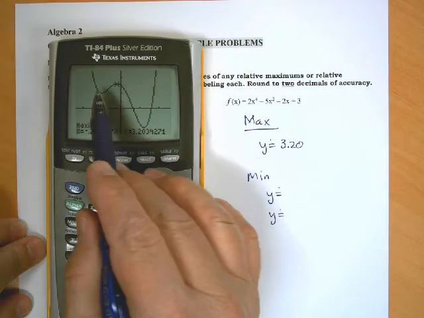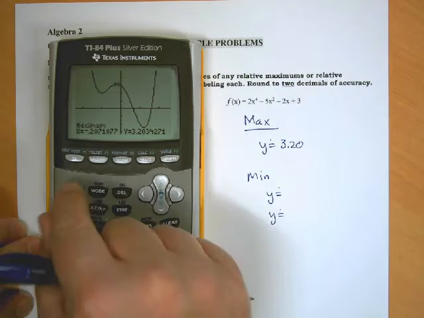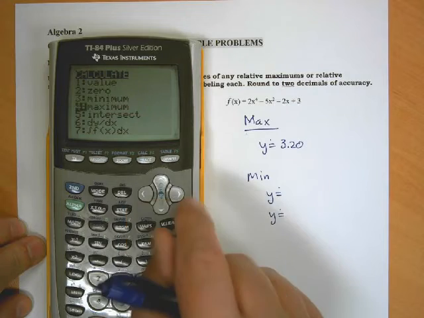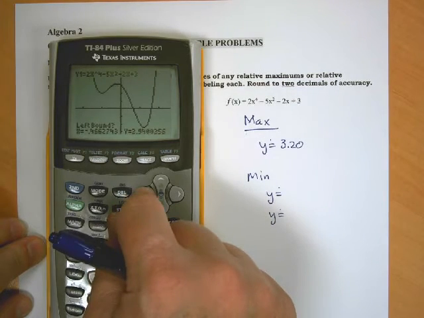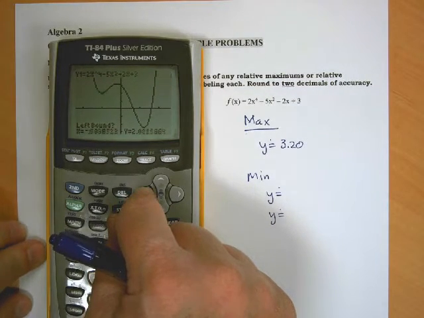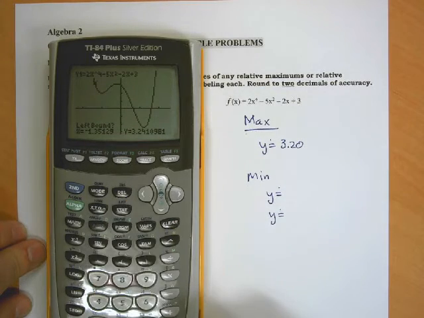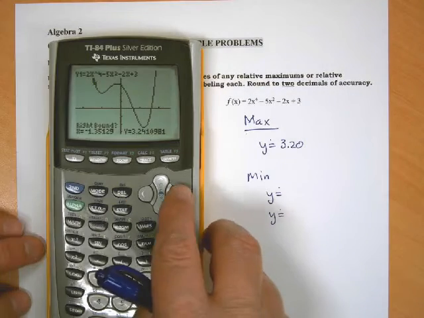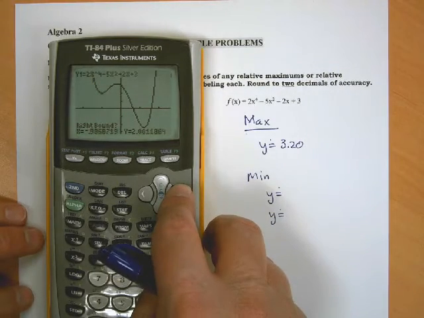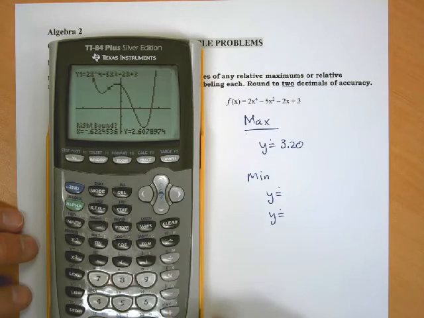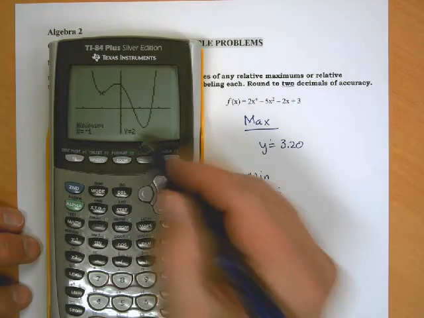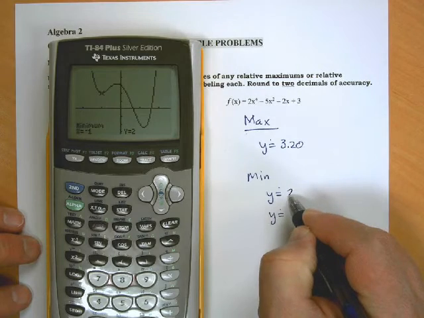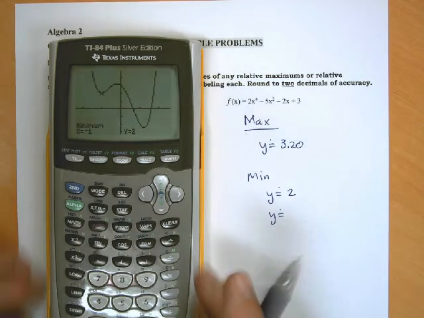Now I'm going to find this valley on the left over here. Go second, calc choice 3 for a minimum height, and we want to be on the left side of the valley. You can see my cursor blinking over there now. And then the right side of the valley, hit enter twice. And that is a height of 2. Now we're not rounding, so I really didn't need the dot above the equal sign.